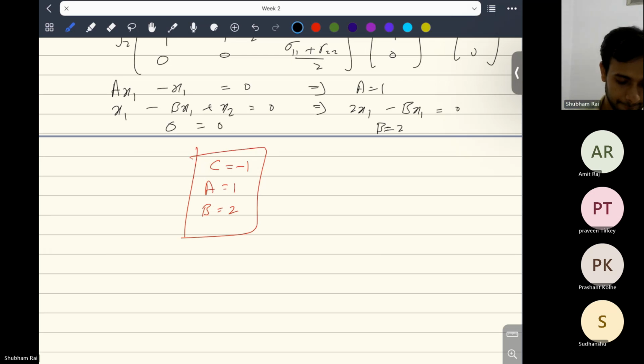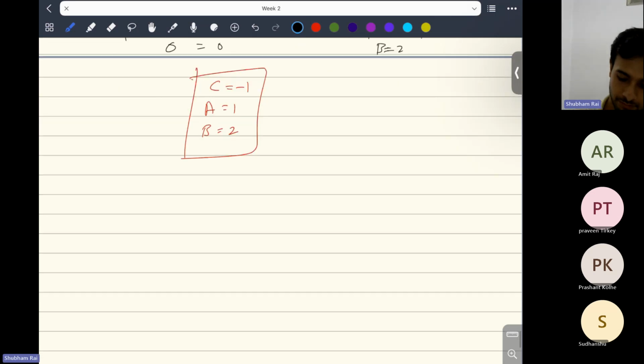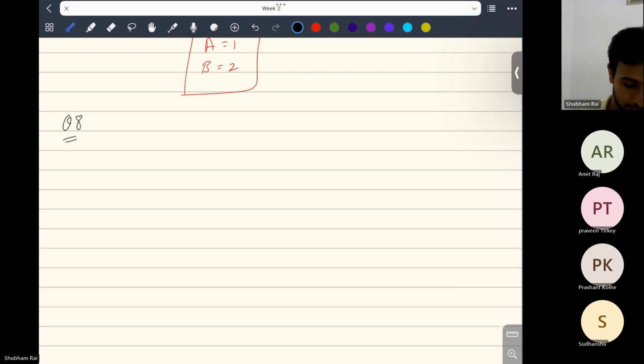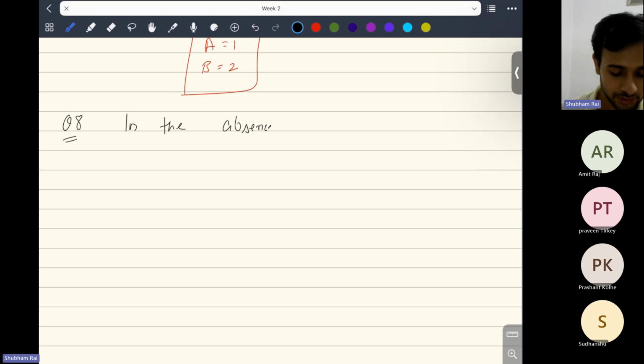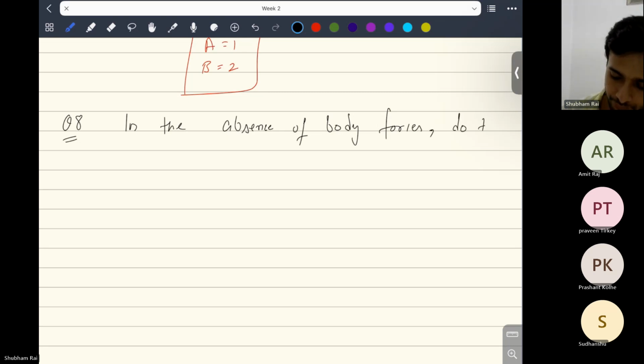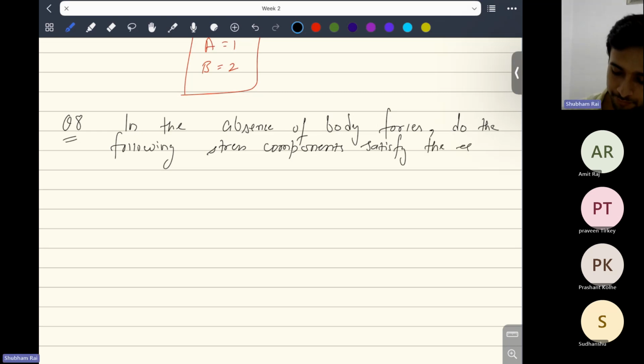Question number 8. So the question is, in the absence of body forces, do the following stress components satisfy the equation of equilibrium?